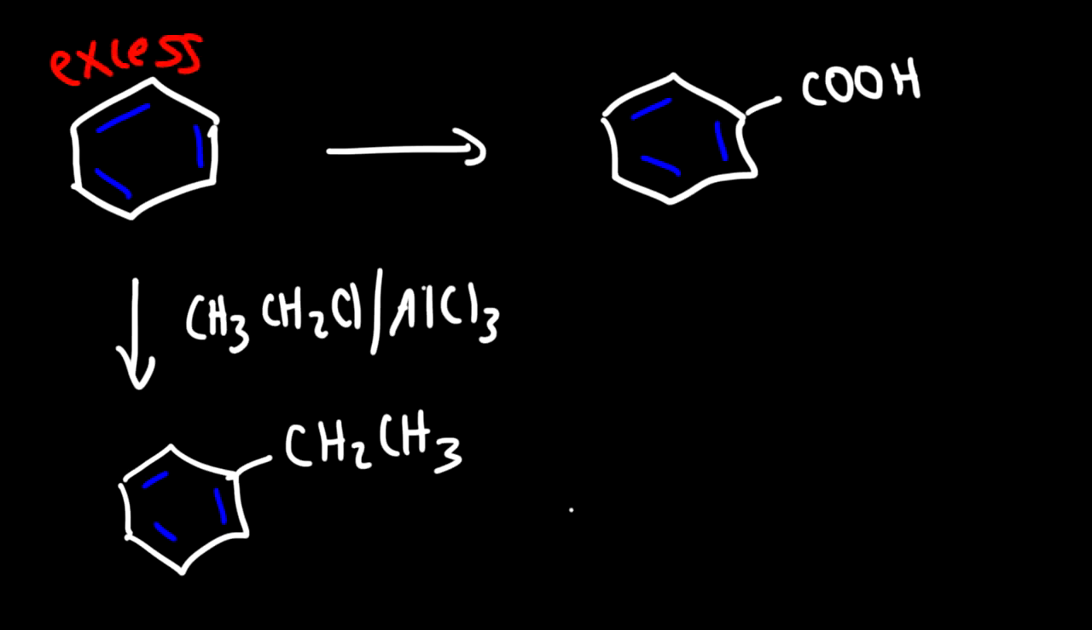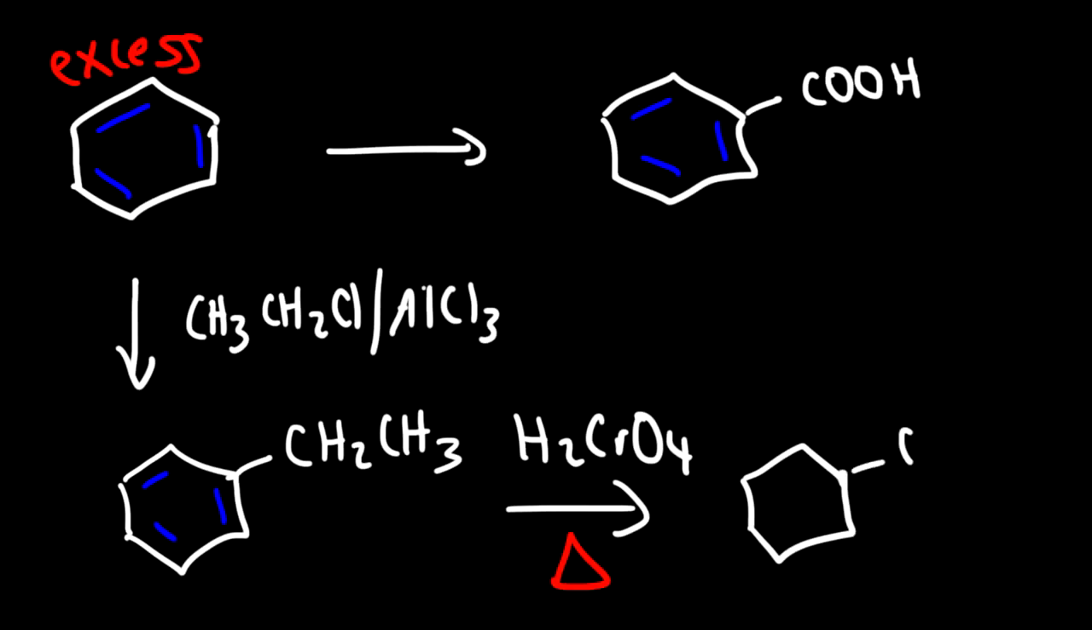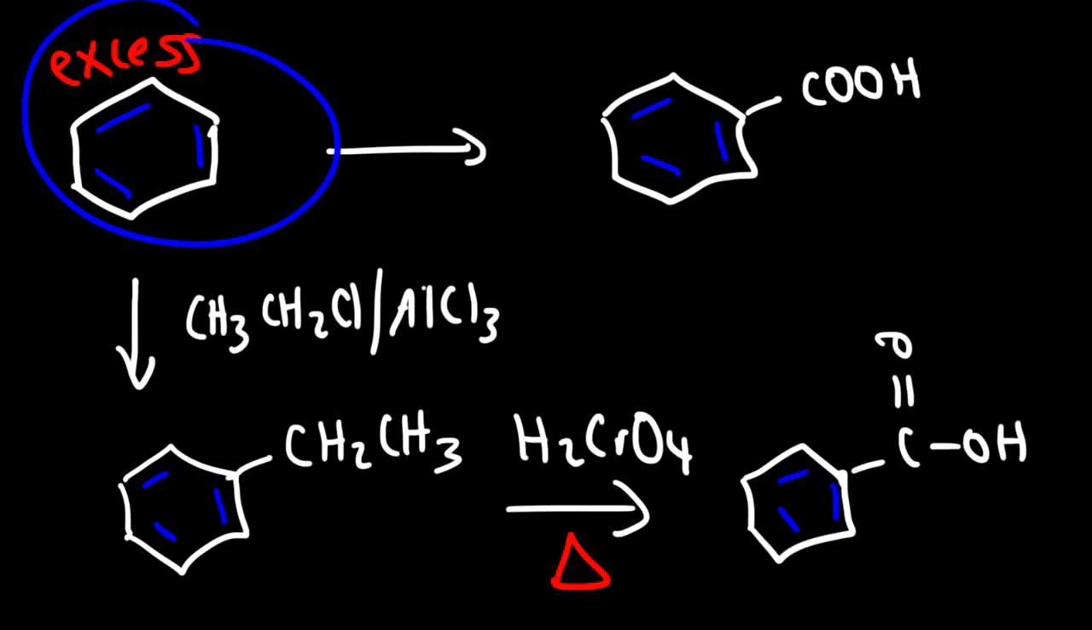Now, once we have the first R group, we need to oxidize the ethyl group. It's known as a side chain reaction or side chain oxidation. One reagent that we could use is chromic acid with heat. So what's going to happen is it's going to convert this group into a carboxylic acid. Every carbon except the first carbon will be cleaved. And so this is going to turn into benzoic acid, which we can draw like this if we want to. And so that's how we can convert benzene into benzoic acid.